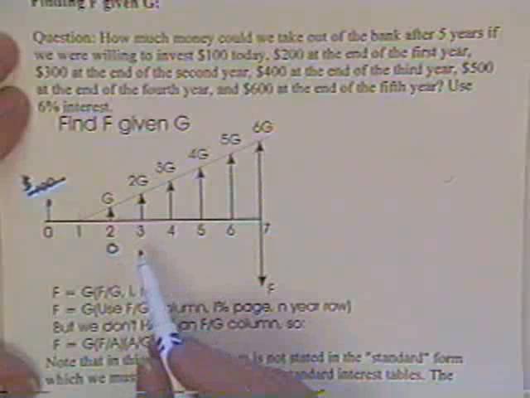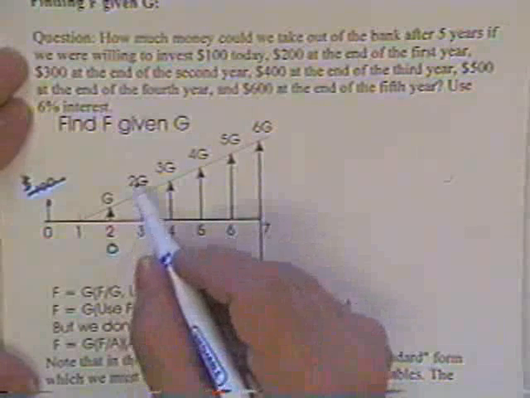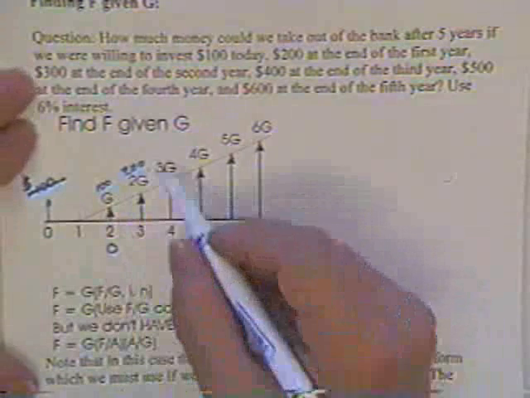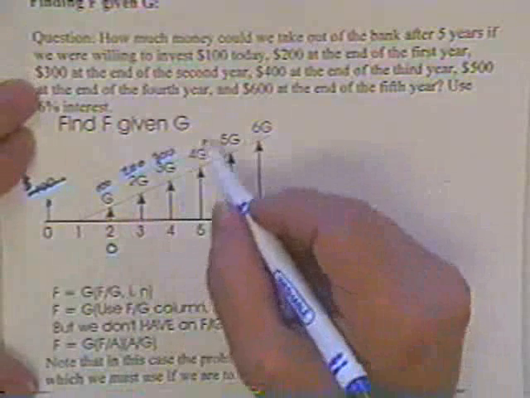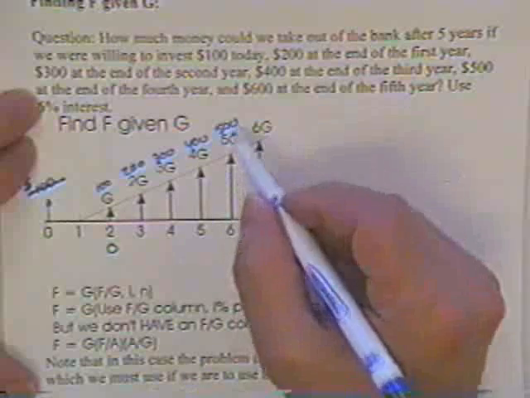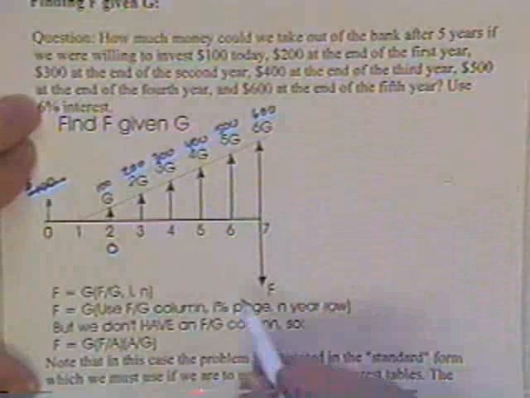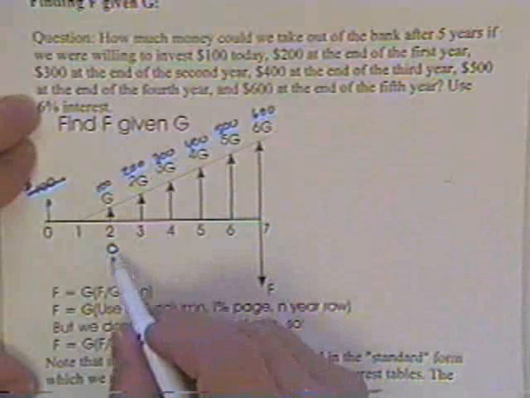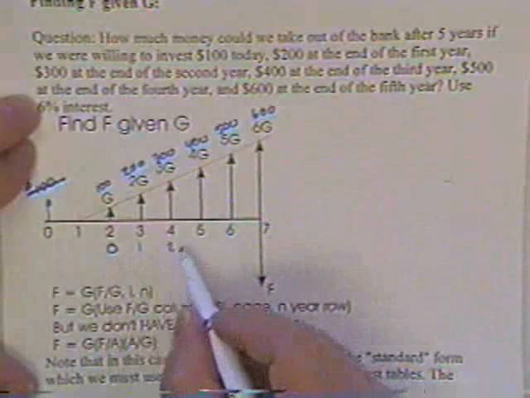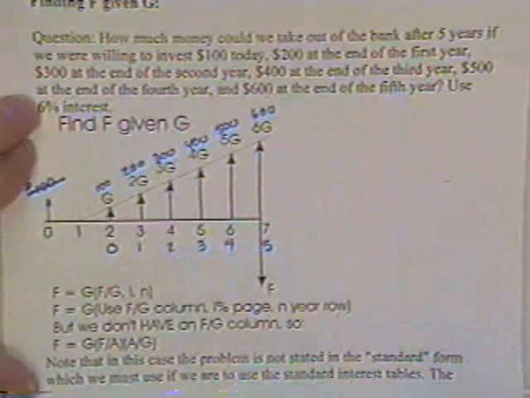And then he's going to give me $200 at the end of the first year. So this is $100. This is $200. Going to give me $300, going to invest $400, going to give $500 at the fourth year, going to give $600 at the end of the fifth year. So this is the way we're talking about time. Today is 0. That would be the end of the first year, into the second year, into the third year, into the fourth year, into the fifth year.